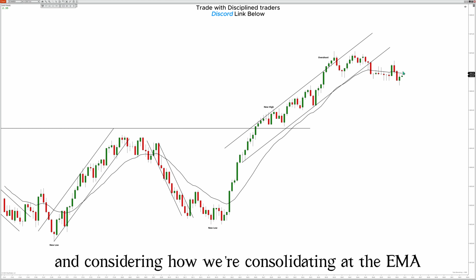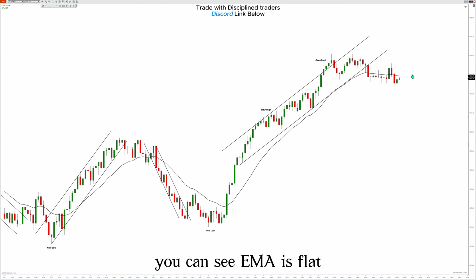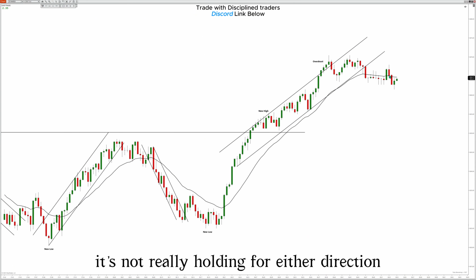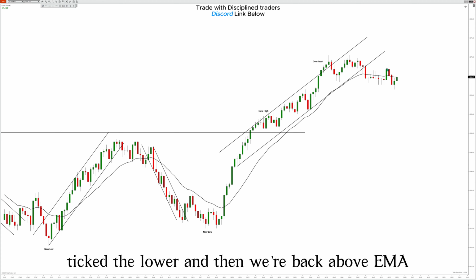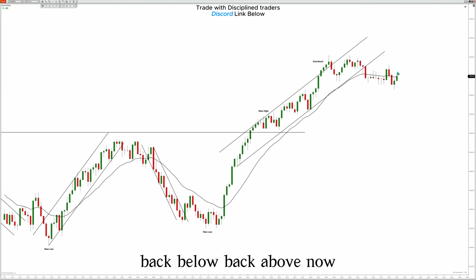And considering how we're consolidating at the EMA, you can see EMA is flat. It's not really holding for either direction. It held to the downside a little bit, but we just barely ticked lower, and then we're back above EMA, back below, back above now.